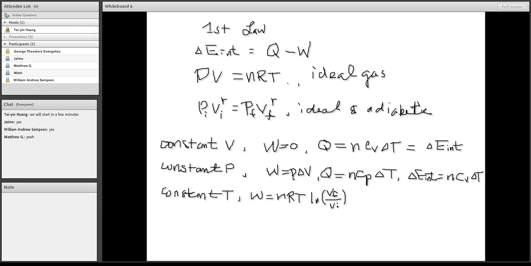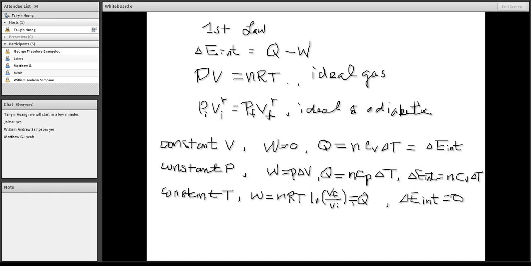Okay, and your Q is equal to, actually your Q will be just equal to that as well, because if you apply the first law of thermodynamics and realize that the change in internal energy has to be zero because it is an isothermal process, then your W is equal to Q. Okay, so this is for a constant temperature process.